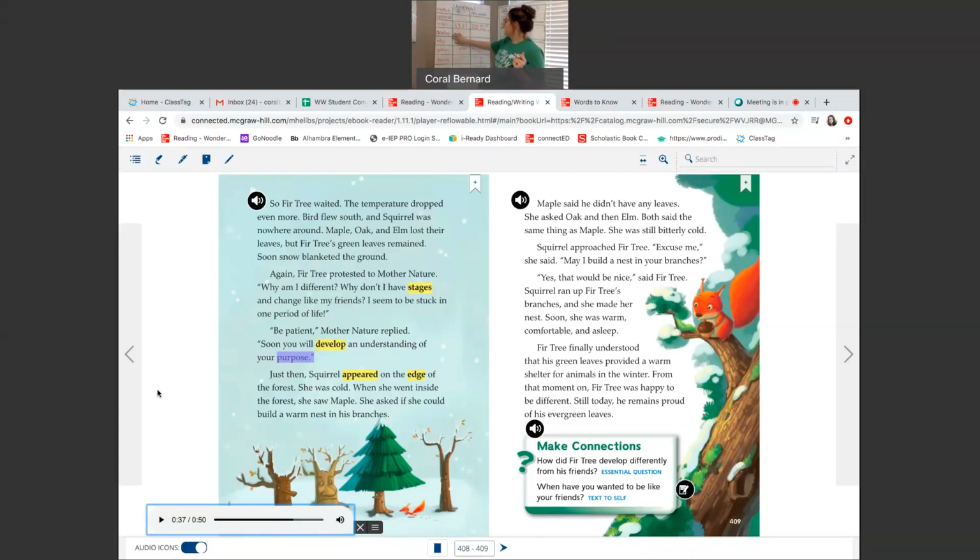So let me find develop. Think of a flower. A flower starts off as a seed and it grows into a flower. It develops or turns into a flower. So I'm going to start with a seed and then I'm going to show a flower. The seed develops or changes into a flower.